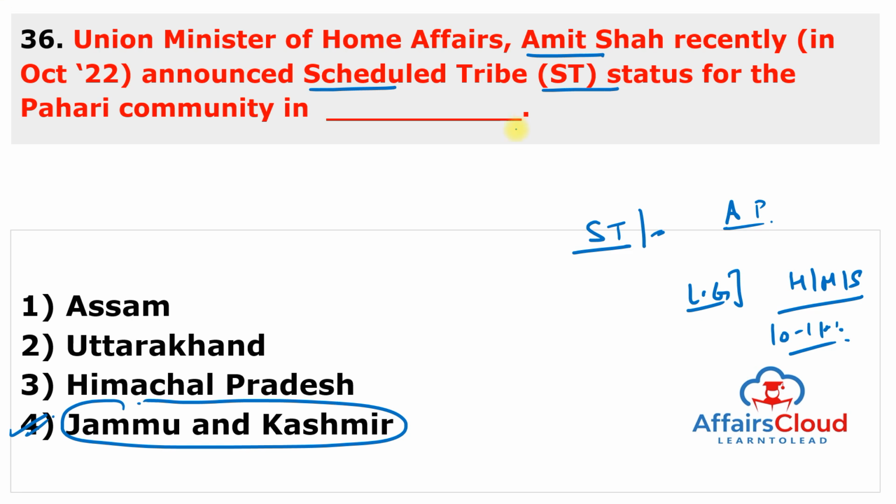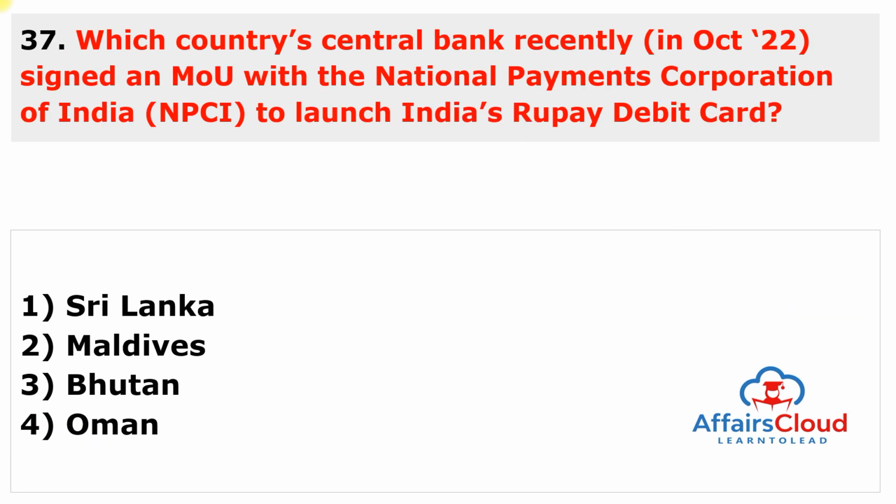They are mostly concentrated in the mountainous region. That's why it is known as Pahadi community. Pahadi means mountainous community, and this is concentrated in the mountainous region of the Poonch Rajouri area of Jammu and Kashmir. And they are also concentrated in some parts of the Kashmir Valley, including Baramulla, Kupwara, and the Uri area. Moving to next question.